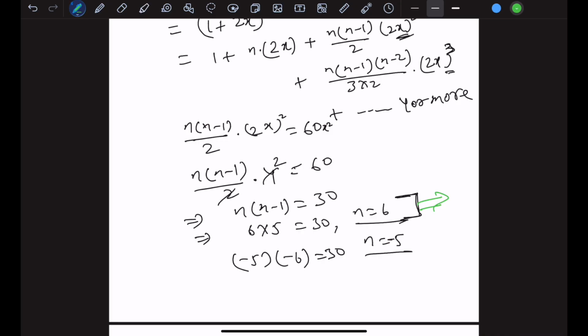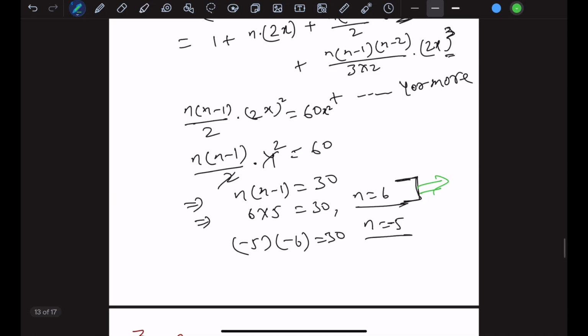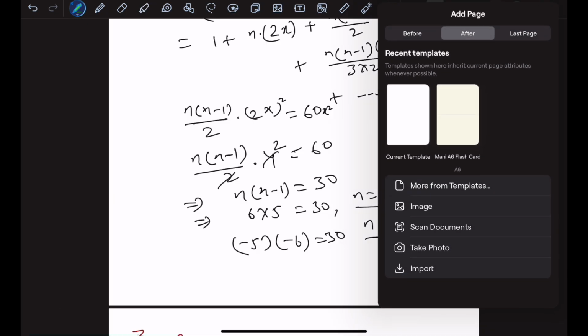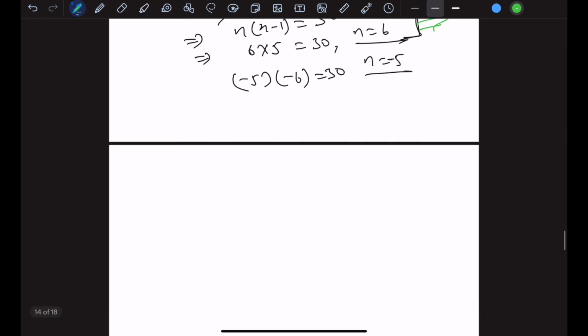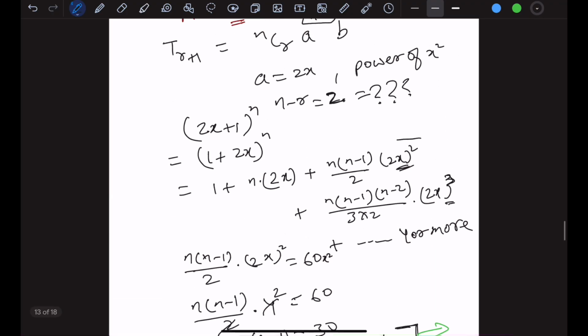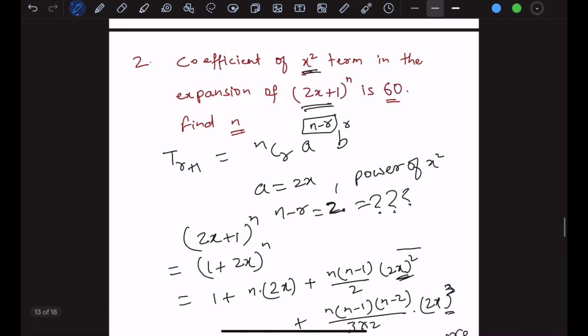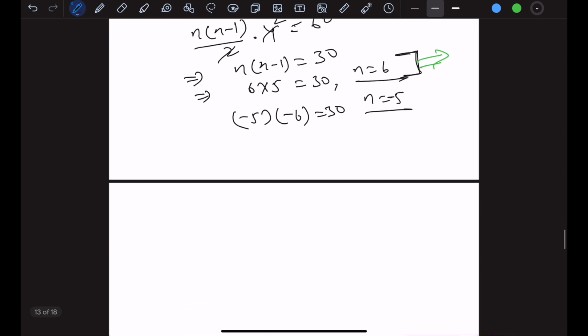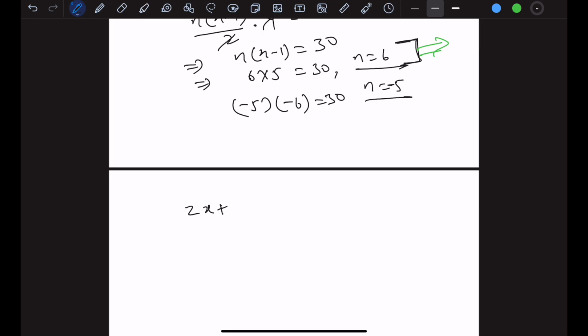Let's try to check whether what we have got is correct or not. So what we have got is n is equal to 6. Let's try to put n equal to 6 in our original expression. Our original expression was (2x plus 1) to the power n, and n means this is 6. So now I will not reverse. I will not write 1 plus 2x. I will just try to expand as it is.